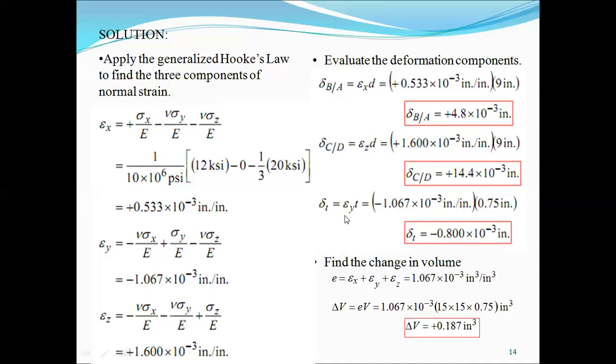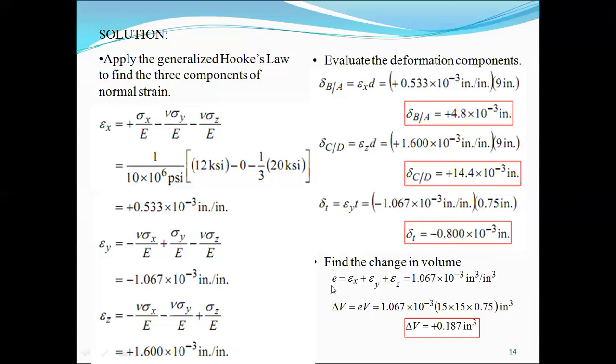Delta t is equal to epsilon y t. Putting in epsilon y and the thickness, delta t, the change along thickness, is equal to minus 0.8 times 10 raised to the power minus 3 inches. The negative sign shows shortening. There is a decrease in the thickness of the material.